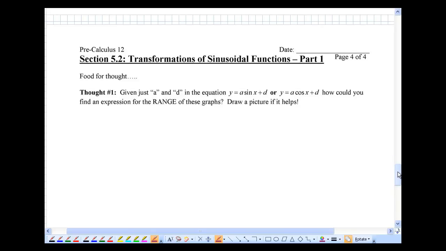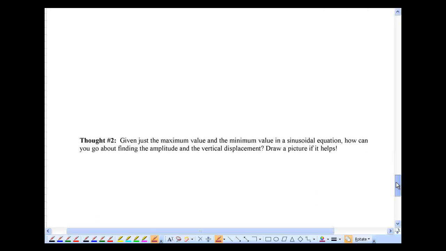And if that's not enough, I've got another thought for you. What if I said this? If I gave you the maximum value and the minimum value in a sine or cosine equation, how can you go about finding the amplitude and the vertical displacement? You can draw a picture or use the previous two examples to help you out. All right, that's some food for thought. Think about it.